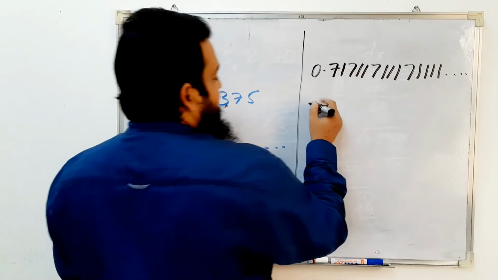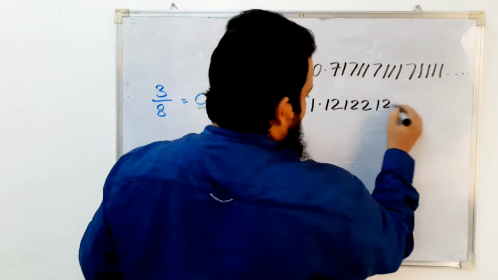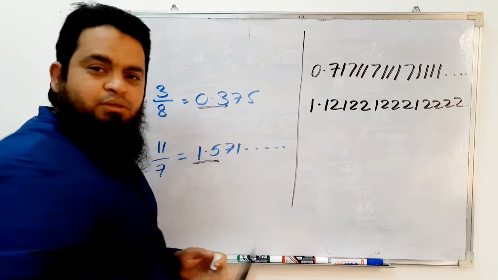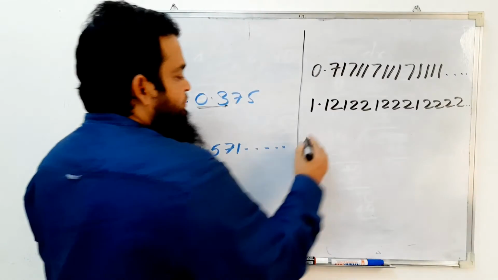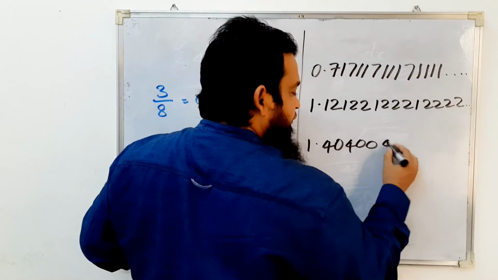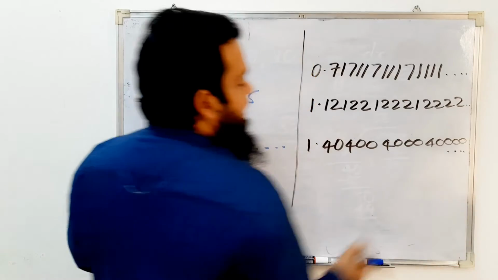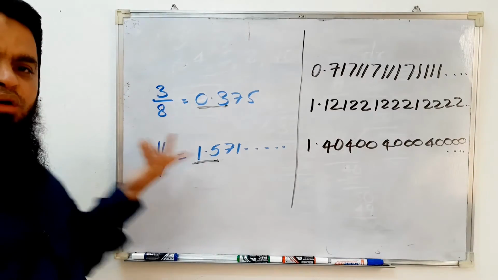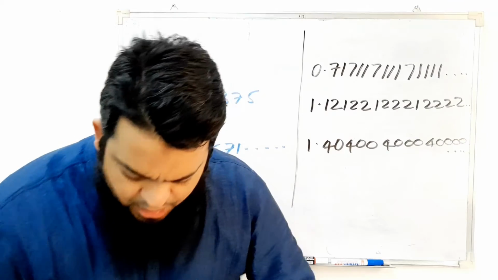So I will take one more, 1.12, 1.122, 1.1222, 1.12222, and so on. So it is one of the non-terminating and non-recurring decimals. In the same way, I will take 1.40, 1.400, 1.4000, 1.40000, and so on. Okay. So these are the numbers between the two given numbers. These are the 3 non-terminating and non-recurring decimals.